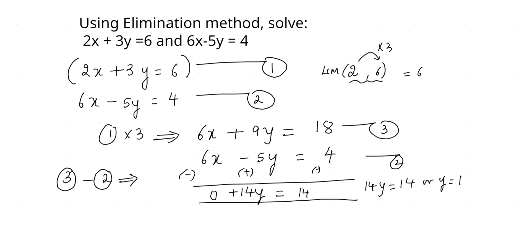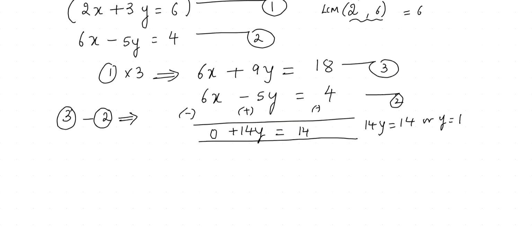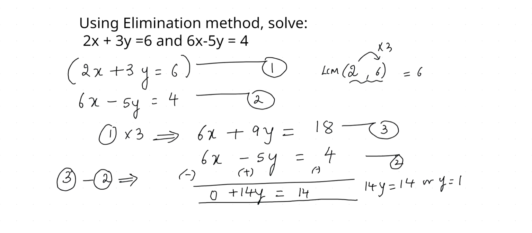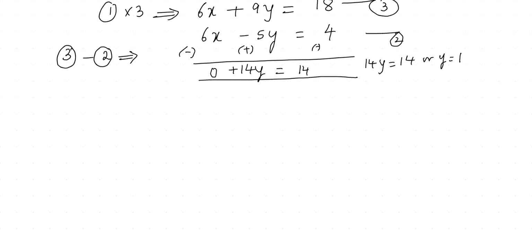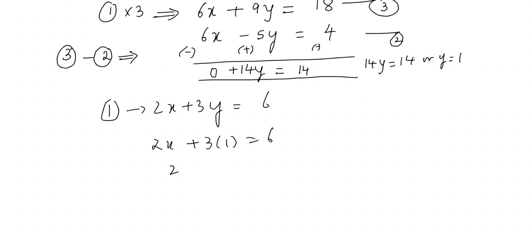it's your choice. You can substitute in either equation 1 or equation 2 to get the value of x. I will go with equation 1 again, the same story, because coefficients are smaller in equation 1. So in equation 1, 2x plus 3y is equal to 6. So I'll put 2x. I don't know what is x. 3 into y, 3 into 1 is equal to 6. 2x is equal to 6 minus 3. This 3 goes there. 3 ones are 3, no? So 2x is equal to 3, or x is equal to 3 upon 2.